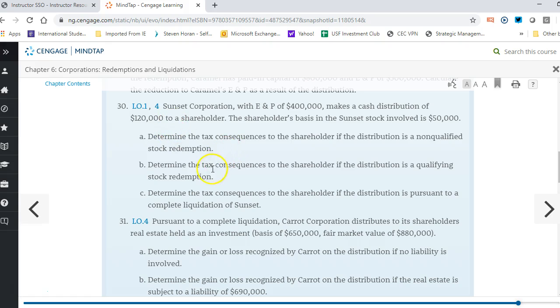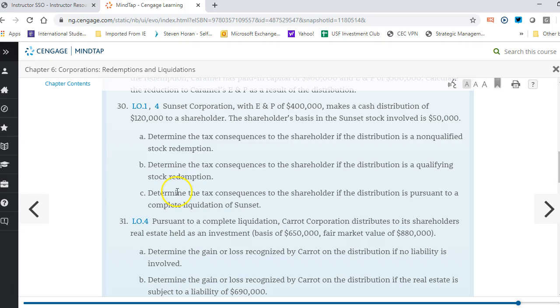Very simple. For part B, what's the tax consequence to the shareholder if it is a qualifying distribution? Well, if it's qualifying, that means I qualify for a better tax deal. That means I would take the 120 minus the basis of 50 and have a $70,000 long-term capital gain. So in part A, I paid tax on 120,000. In part B, I paid tax on 70,000.